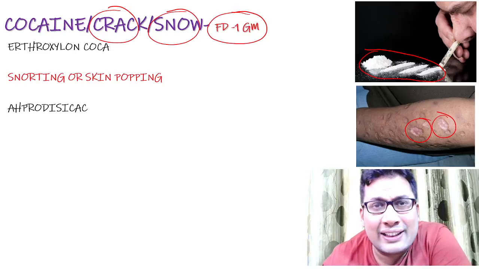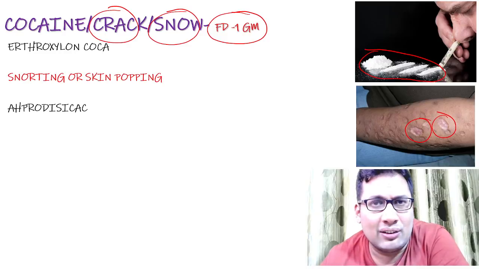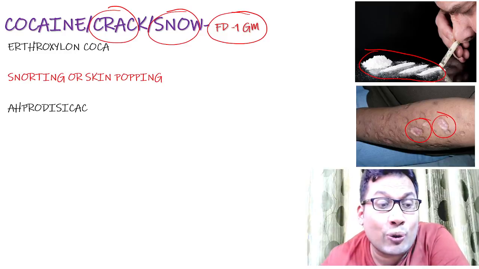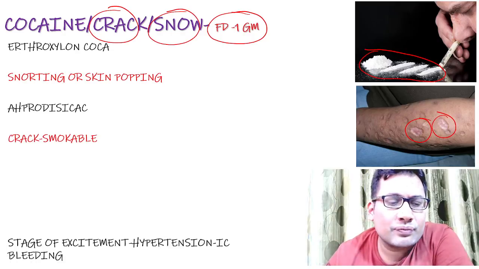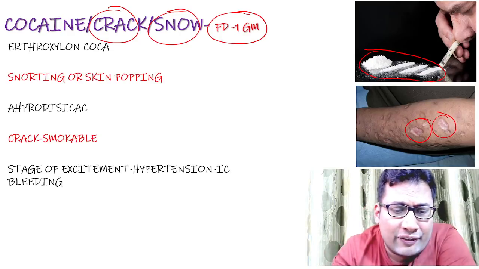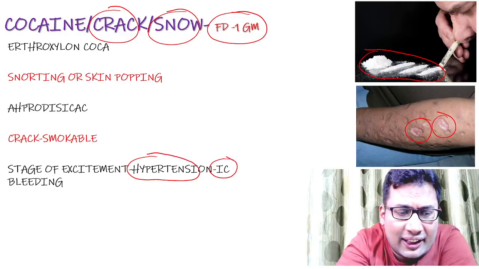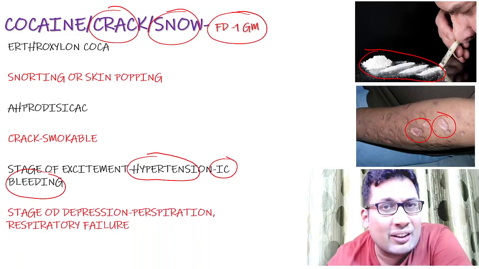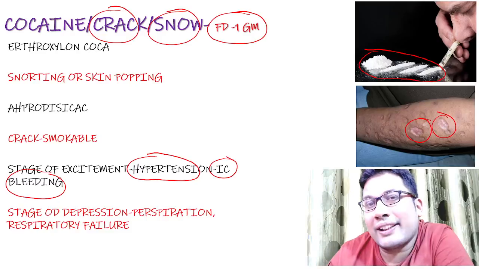It is a well-known aphrodisiac. It increases sexual desire. Okay, like example Spanish fly. It is asked in exam. Aphrodisiac. Crack, it is a smokable one. There is a stage of excitement and stage of depression. In stage of excitement, there is a hypertension that is seen, which can lead to intracranial bleeding and sudden death. And in case of stage of depression, the cause of death is respiratory failure. So respiratory failure that can be seen.